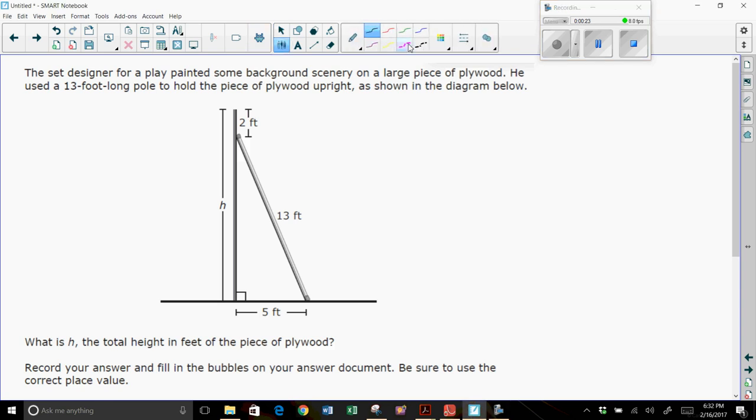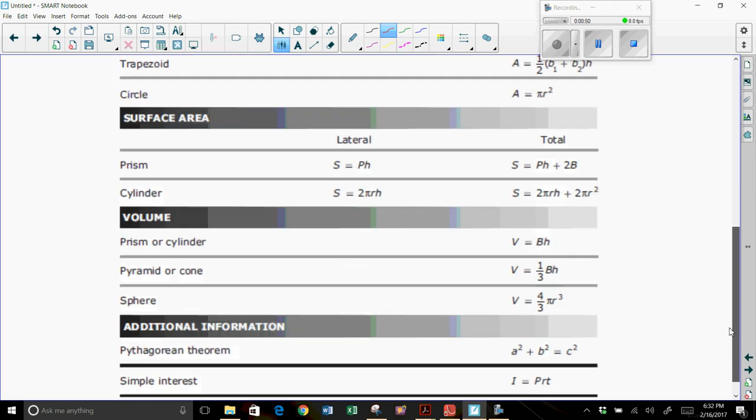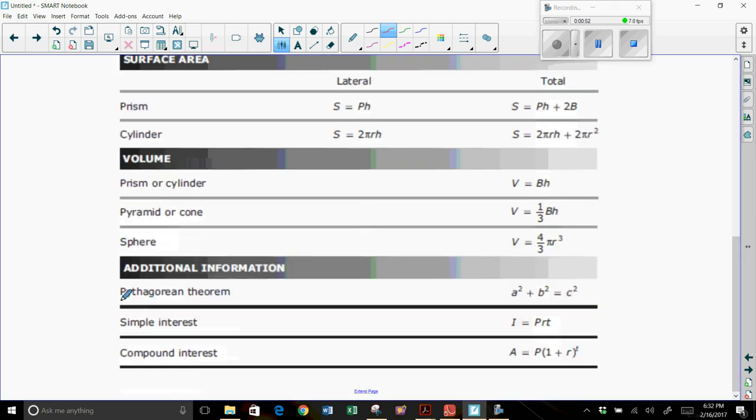Okay, so what I see is I have a triangle, a right triangle with one side missing. As soon as I see that, a right triangle with a side missing, I know I have to use the Pythagorean theorem. That formula is on the formula card, towards the bottom. Here's my Pythagorean theorem. My formula is going to be a squared plus b squared is equal to c squared.